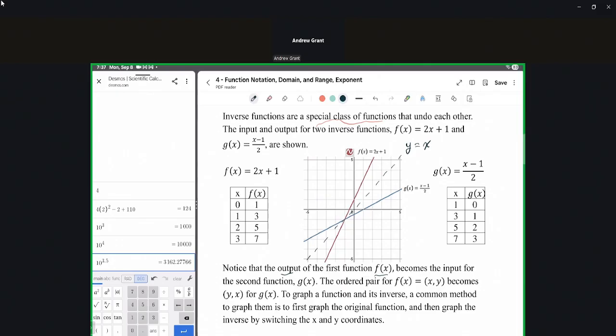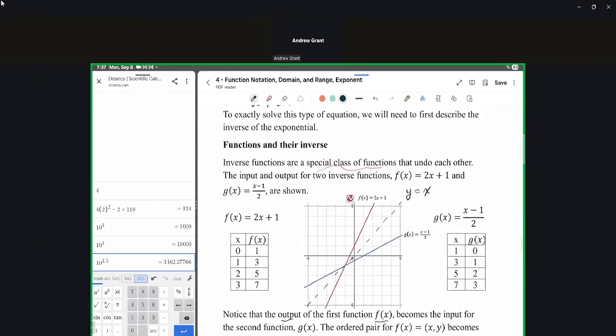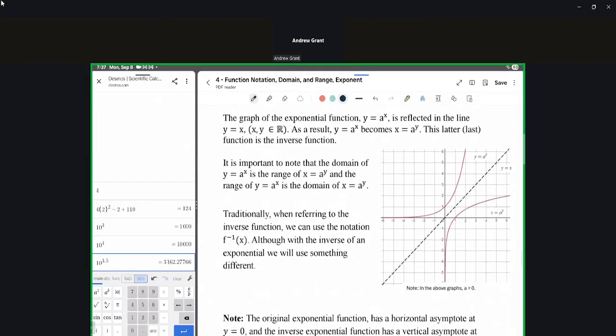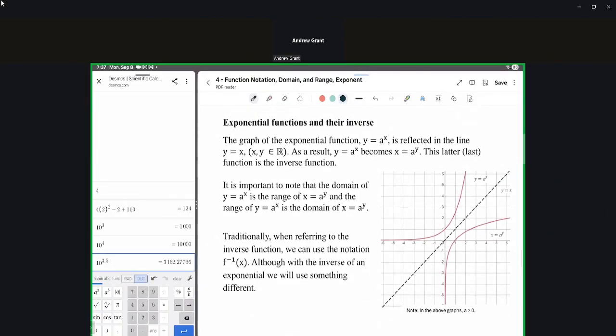I want to apply this not to linear functions, which are lines, but to exponentials. The graph of the exponential function y equals a to the power of x, for x in the real numbers, is reflected in the line y equals x. It's worth noting that when I write that notation, the computer writes a really nice R, but most people just write a capital R and draw a line through it. That's what they use to represent all real numbers, but just note that these are the same thing.